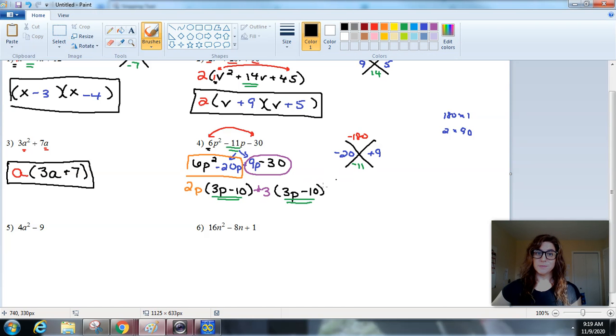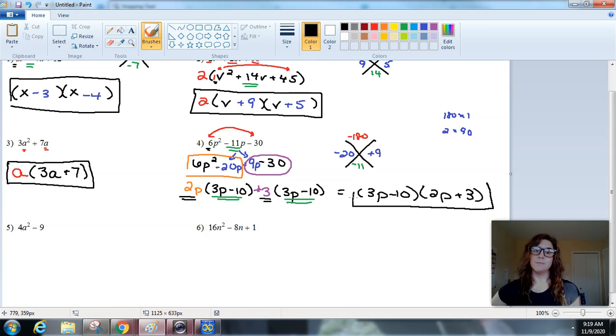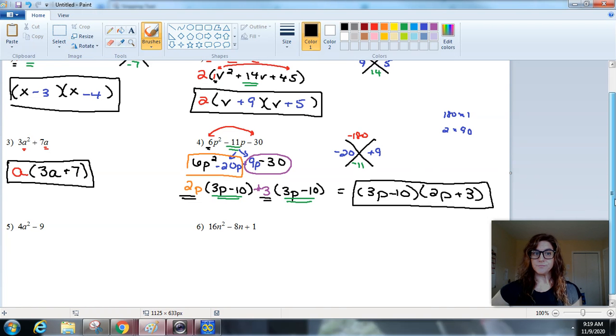Because now to finish my factoring, we're going to take that 3p minus 10 that they both share out, and then their GCFs that we took get to go together. They get to be their own grouping. So this is going to factor to 3p minus 10 and 2p plus 3. Okay, so that's when we have a leading coefficient. You have to go through that longer step. When it's just 1, like the one above it, the first two, we can do a shortcut.